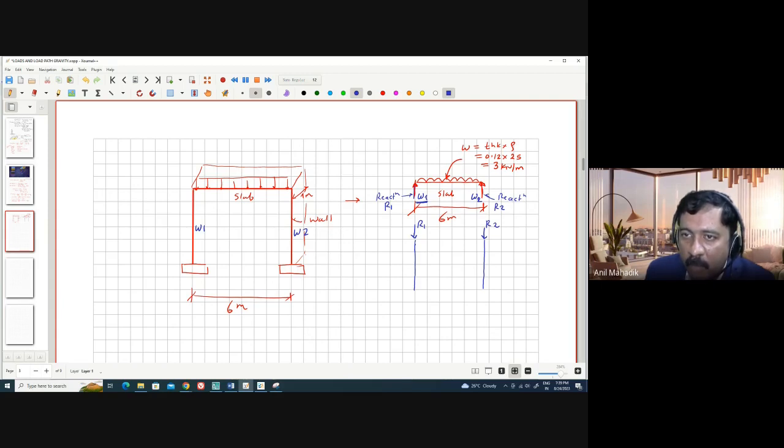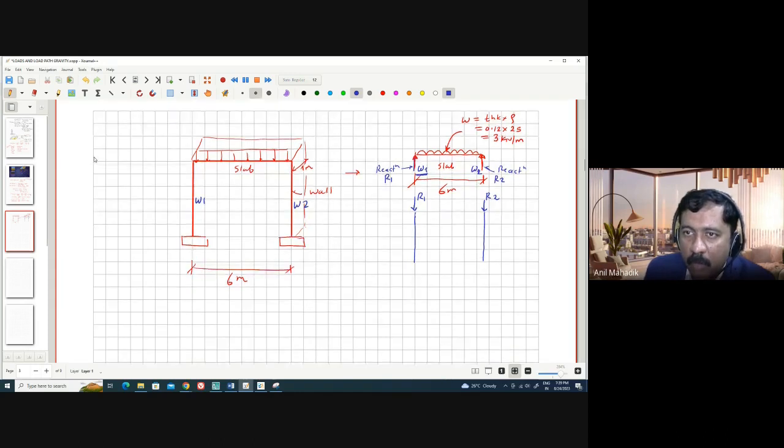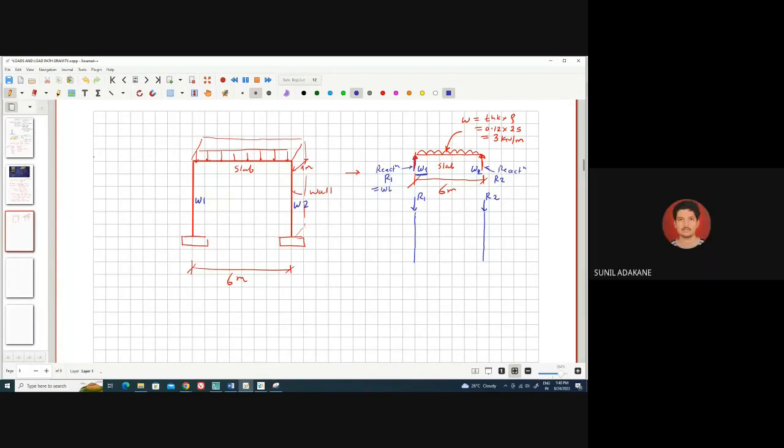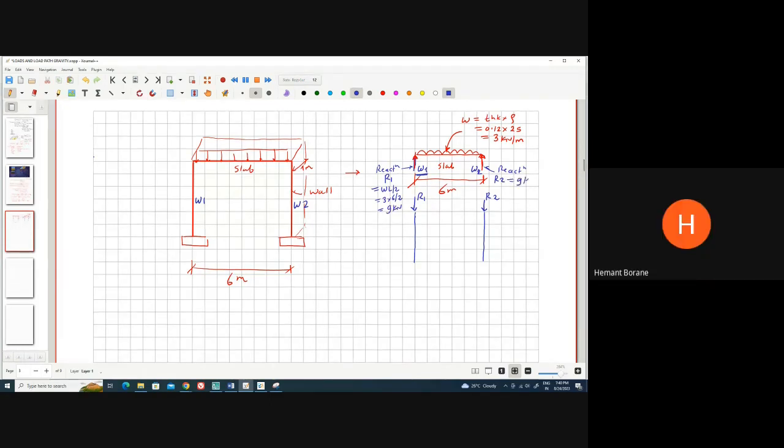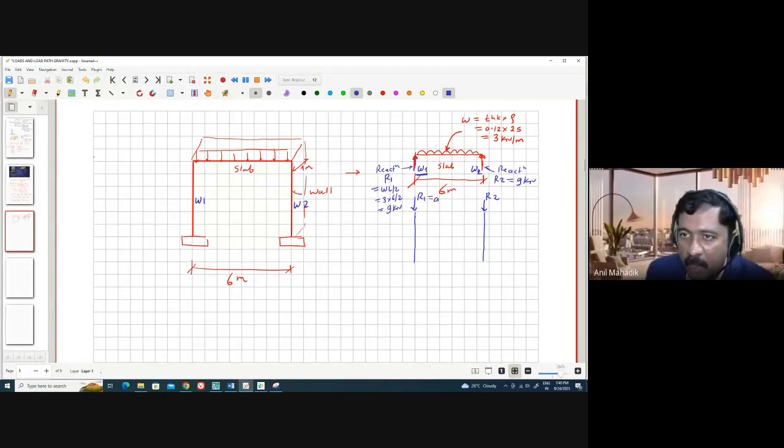And this R1. Now let's calculate the loading. The load is 3 kilonewton per meter, so what is the reaction? Tell me, how much will this reaction be? What is the reaction of the slab? Sir, WL by 2. 1.5. So 3 into L is 6, divided by 2. How much is it? 9 kilonewton. R2 is also 9 kilonewton. That means R1 is 9 kilonewton. Now this is per meter. Don't forget, this is calculated for 1 meter, that is why it is per meter.